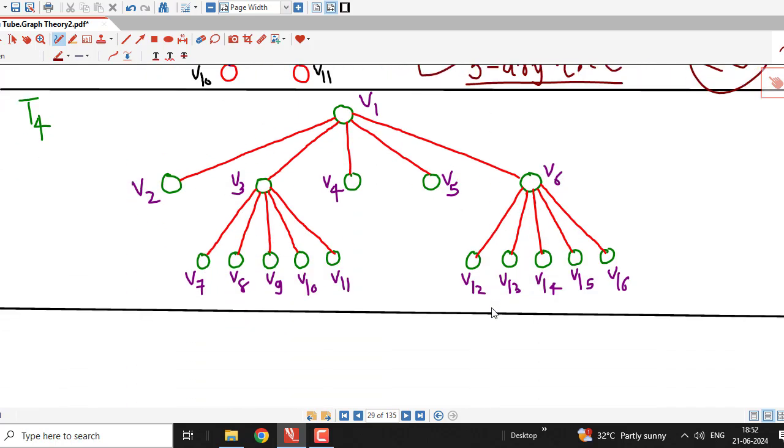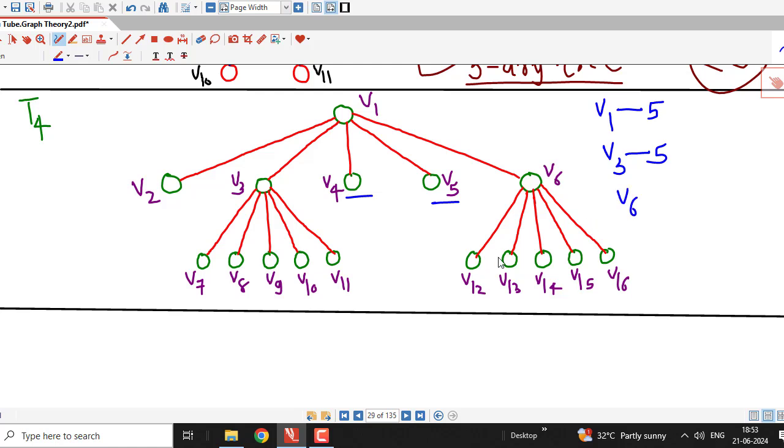And this is another example. T4 is a rooted tree, and we can count the children of internal vertices. V1 is having V2, V3, V4, V5 and V6, that is 1, 2, 3, 4 and 5 children. V2 is not an internal vertex, it is not having any children. V3 has 1, 2, 3, 4, 5. So V3 is an internal vertex having 5 children. V4 and V5 are not having any children, therefore they are not internal vertices.